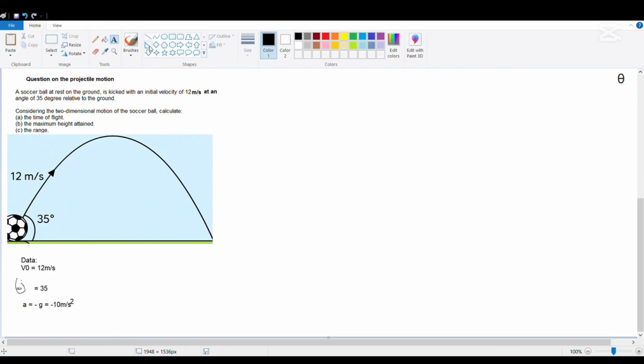For example, if I draw a graph for x and y, and I'm drawing Vx here and Vy here, this is the stuff. You know Vx is always equal to V cos theta, and we have Vy equal to V sin theta.